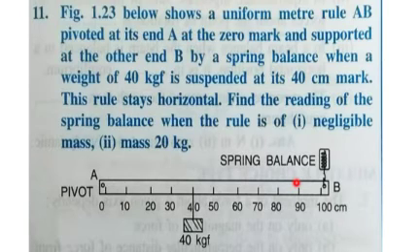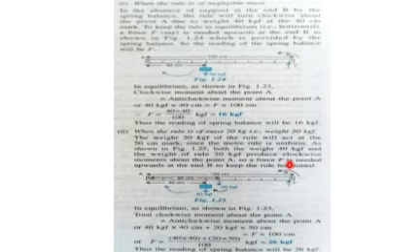Now question number 11. Figure 1.23 shows a uniform meter rule AB pivoted at its end A at the 0 mark and supported at the other end B by a spring balance, when a weight of 40 kgf is suspended at its 40 centimeter mark. The rule stays horizontal. Find the reading of the spring balance when the rule is of negligible mass and of mass 20 kg. First is negligible and second is 20 kg. This is the spring balance. Just see this in your textbook and refer to it while solving this sum.